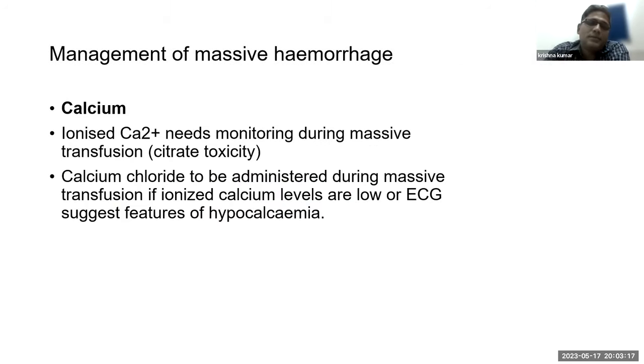Calcium is important again. Ionized calcium needs to be monitored during massive transfusion because of citrate toxicity. IV calcium chloride is to be administered during massive transfusion if ionized calcium levels are low by ABG, or the ECG shows signs of hypocalcemia. If you see a prolonged QT interval on the ECG, the patient needs to be given IV calcium.